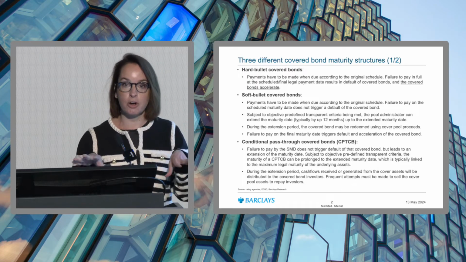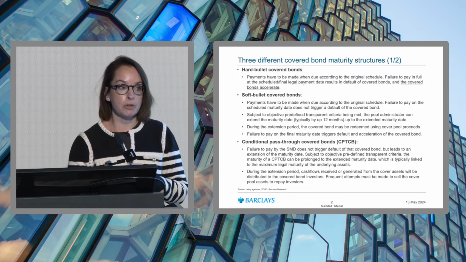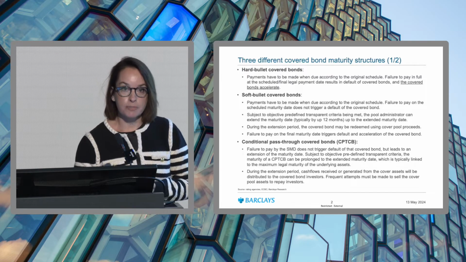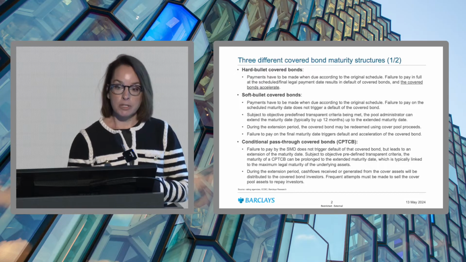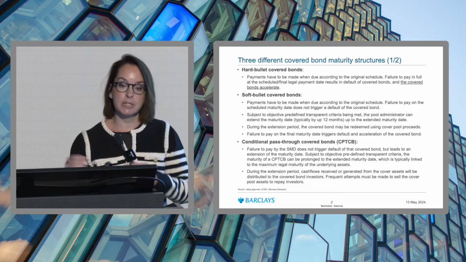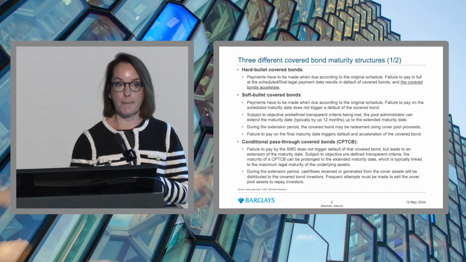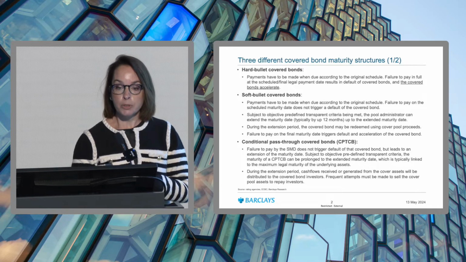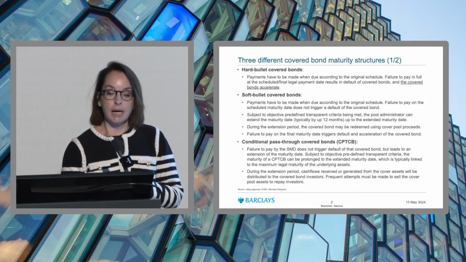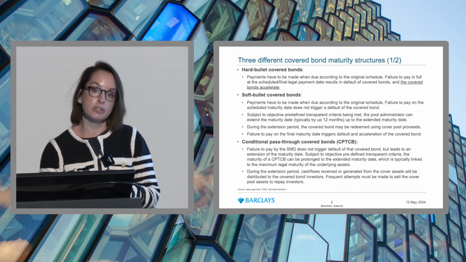But just to start off, for those of you who are not so familiar, let's start off with some of the basics with the definitions. So when we talk about a maturity structure in covered bonds, we have three main types. The traditional type is the hard bullet covered bonds. And this is where payments have to be made when due according to the original schedule date.